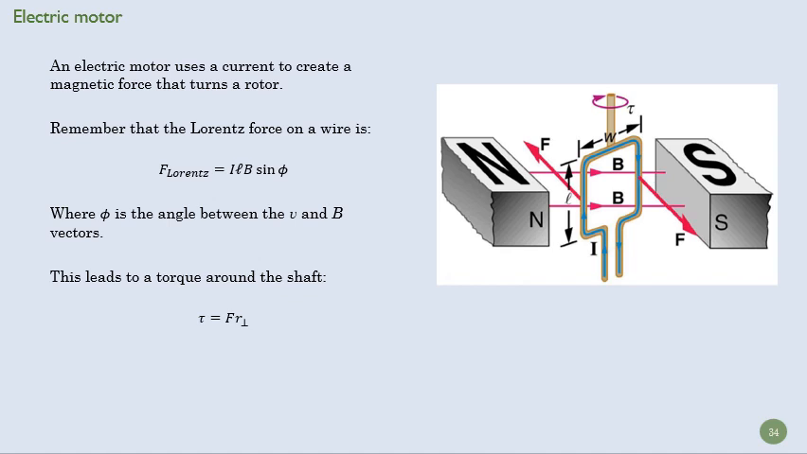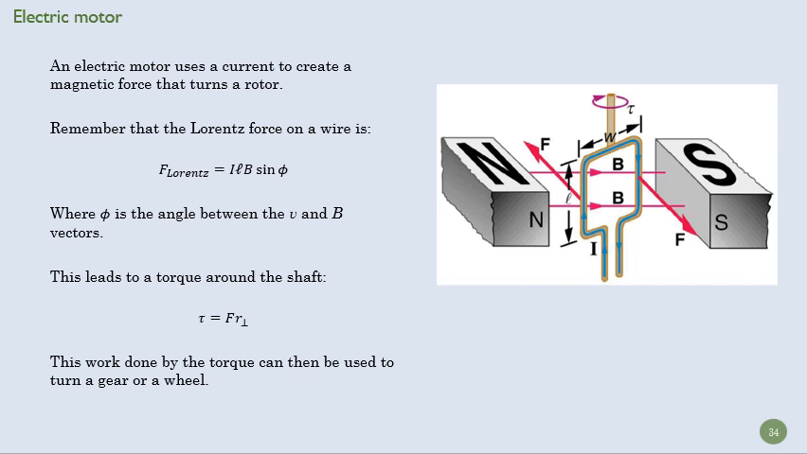So this leads to a torque around our shaft. And let's take a second to think about that. Our torque is going to be equal to the force on the wire times the perpendicular lever arm. So we know that from 151. Our perpendicular lever arm, if our force is on the wire here, is just going to be that distance there between the axis and the wire. And then we want to find the force that's being defined by Lorentz's law. And that torque can then be used to turn a wheel.